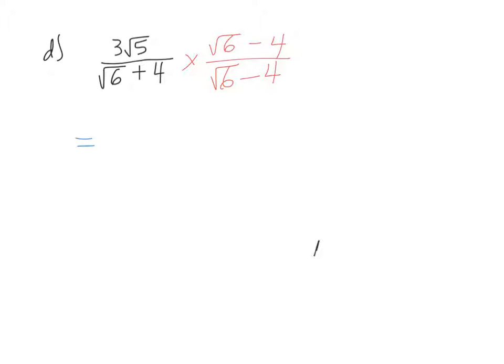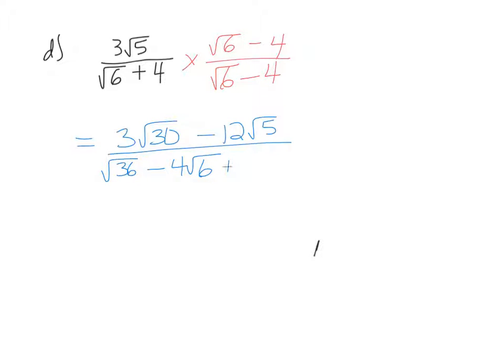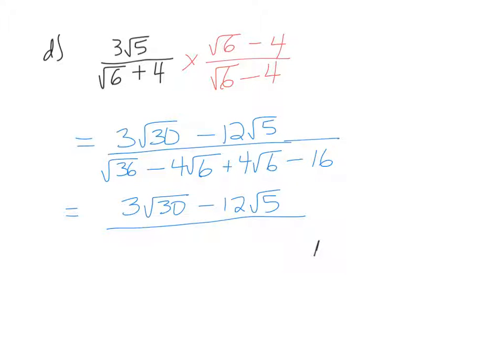3 root 5 times root 6 is going to be 3 root 30. And then 3 root 5 times negative 4 is negative 12 root 5. In the denominator, root 6 times root 6 is root 36. And then we have a negative 4 root 6 plus 4 root 6 minus 16. So 3 root 30 minus 12 root 5. I can't really do anything with the numerator at this point because there aren't any perfect square factors, so I'll just leave it as is.